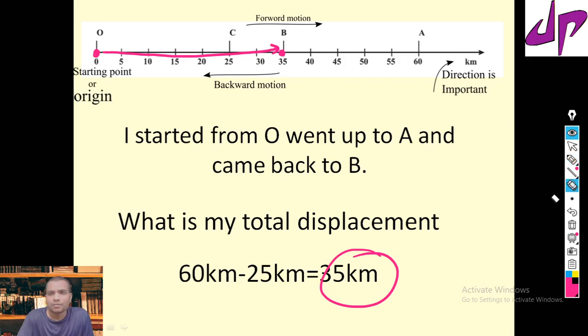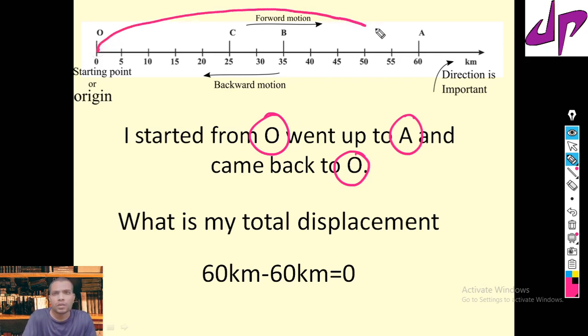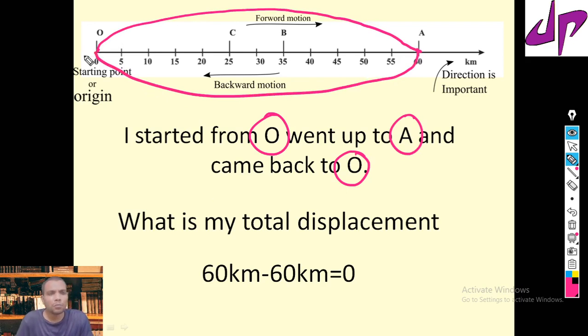And if you can take one more example for the displacement, suppose in the same case, but the situation is different. That is, if I started from O, went up to A, and I came back to O. So I started from O, went up to A, and came back to the same point where I started. It means where I started, there I reached. So in this case, what is my total displacement?